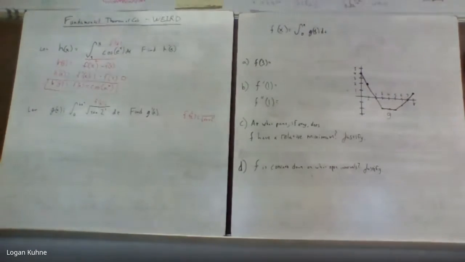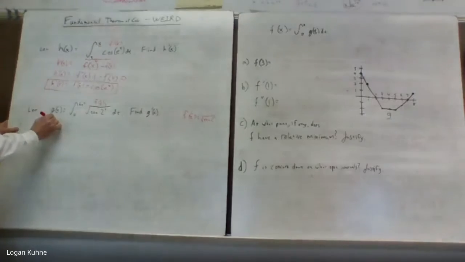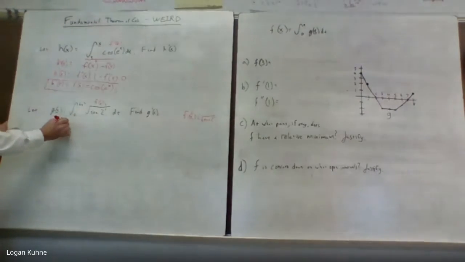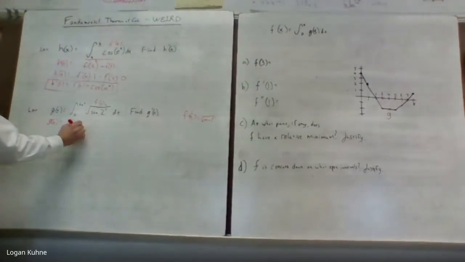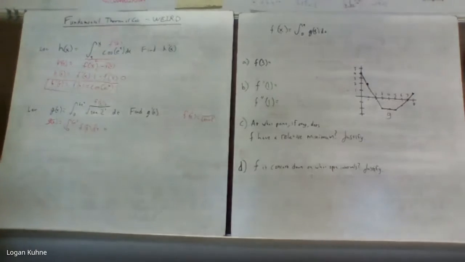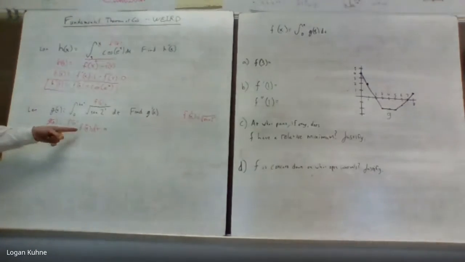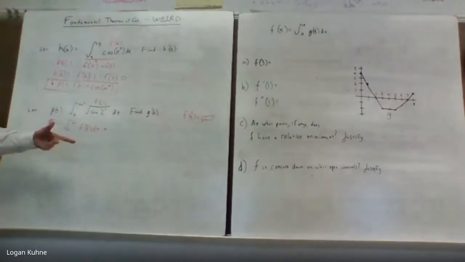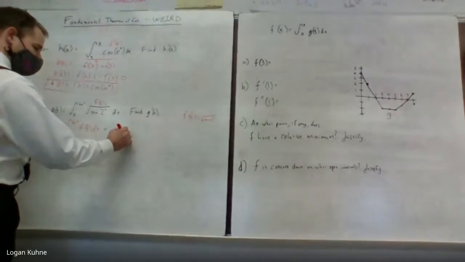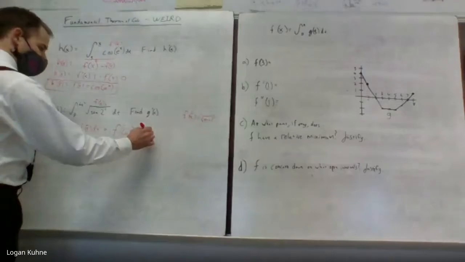But that's okay. I'm just going to call it f prime, because now I'm going to rewrite this, 0 to 6x squared, f prime of t dt. So now we can use the fundamental theorem of calculus. What's the antiderivative of f prime? It's just f. F of 6x squared minus f of 0.